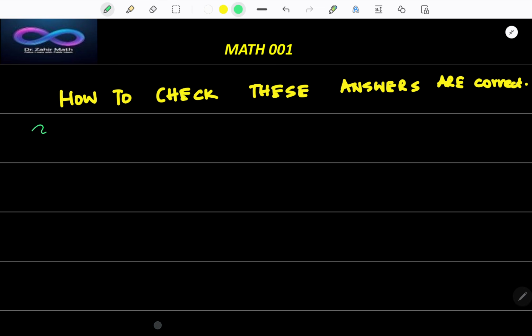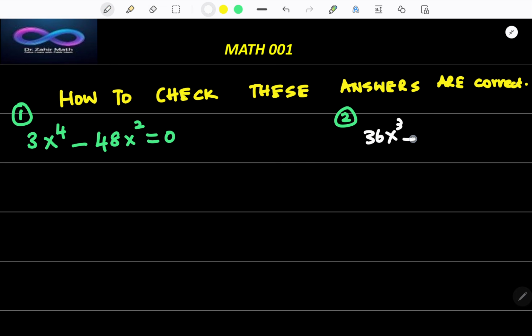What is the first question? The first question is 3x power 4 minus 48x square equal to 0. This is the first question. What is the second question? The second question is 36x cube minus 100x is equal to 0, right?